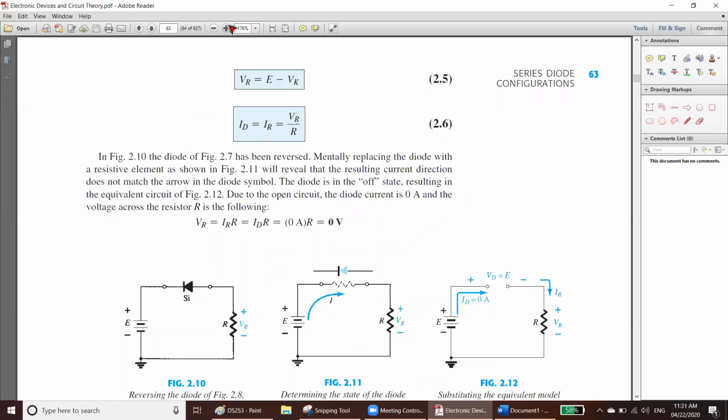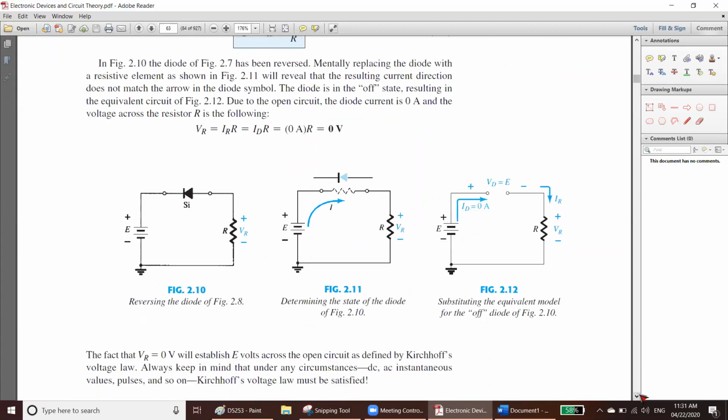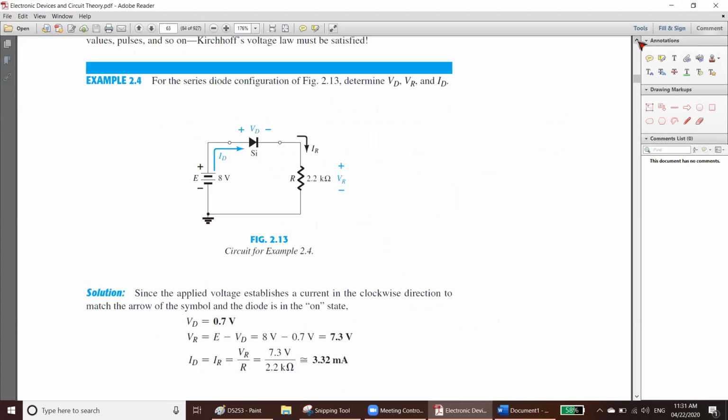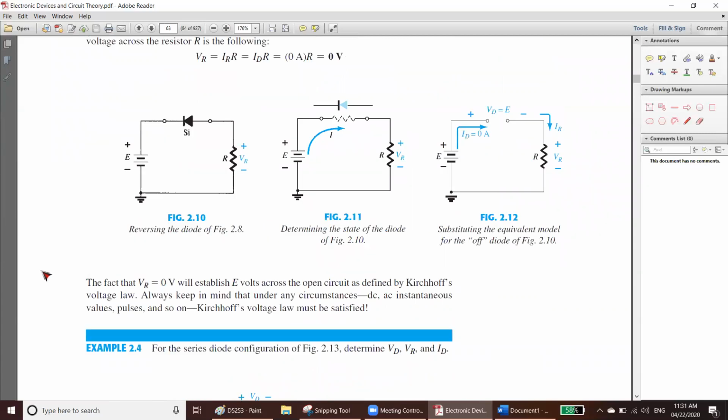Now you look at this. Reversing the diode. When the diode is reversed, that means it is reverse bias. That time it will work like an open circuit. Remember, when the diode is reversed, it is not carrying any current. So it will work like an open circuit. Open circuit. So no current will go.